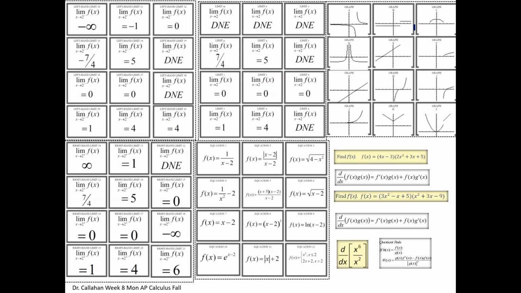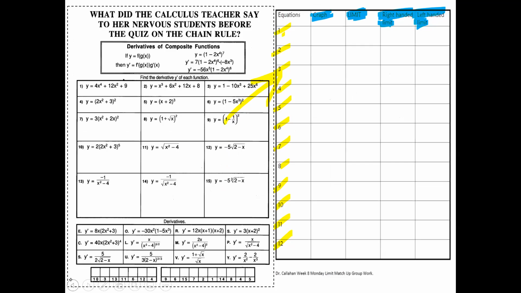So here is your equation right here. Then, of course, you have your limit up here with your graphs to the right, your left-handed limits, and your right-handed limits. So you don't need to cut this out. You just need to write down which equation you're starting off with. So if you're starting off with, let's say, 1 over x minus 2, you would just write 1 over x minus 2. And then find the graph, the limit, the right-hand limit, the left-hand limit.